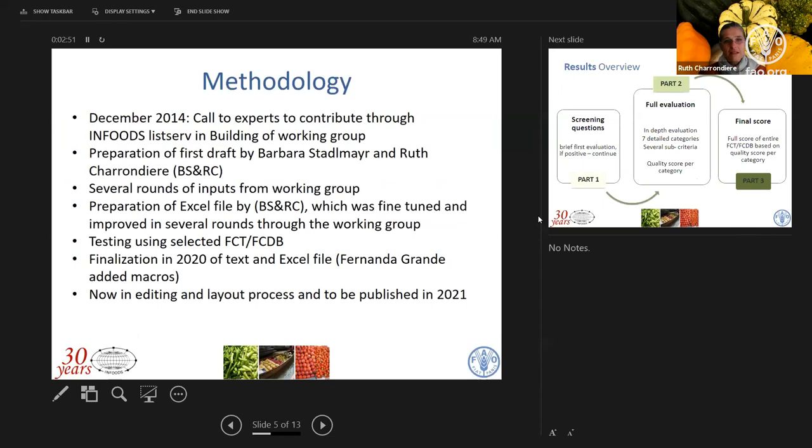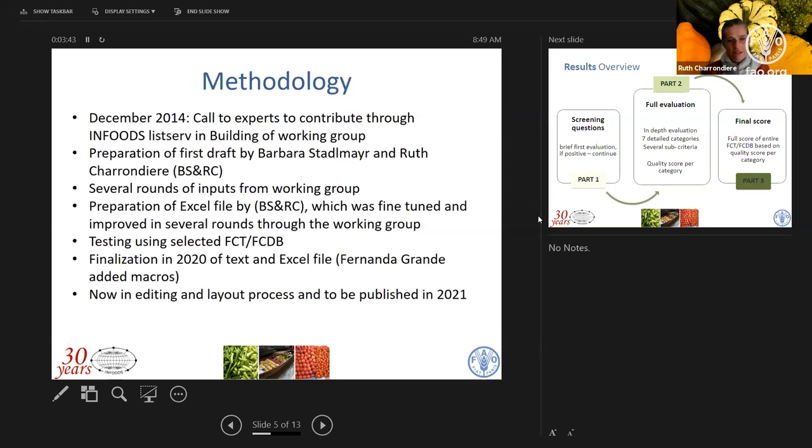How did we do that? We started in December 2014 with a call through the listserv and we built a working group. Then Barbara Stadelmeier and I prepared the first draft, which was circulated in many rounds. And once we more or less had the frame, we started to put these themes into questions on how we can evaluate the theme. This took quite some time to make a proposition and then fine tune and improve it in several rounds within the working group. And we also tested it to see if what we are proposing makes sense.